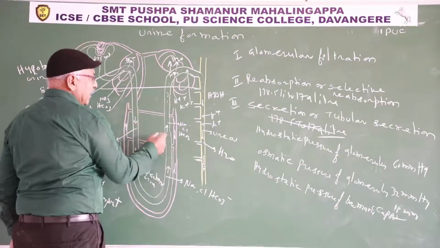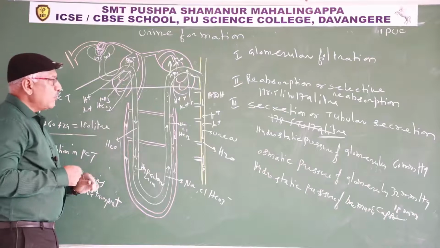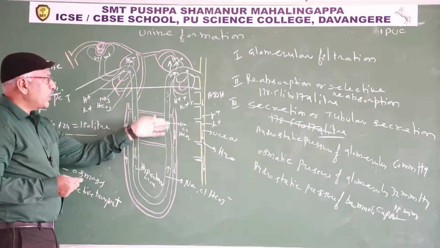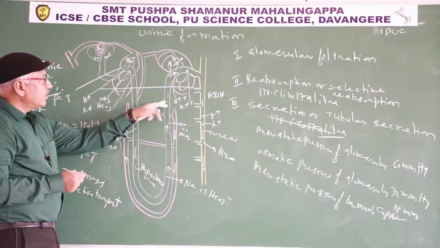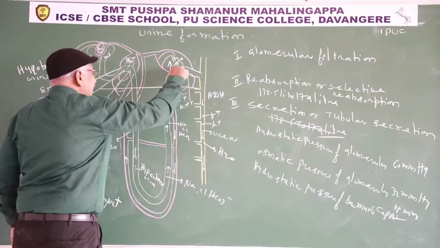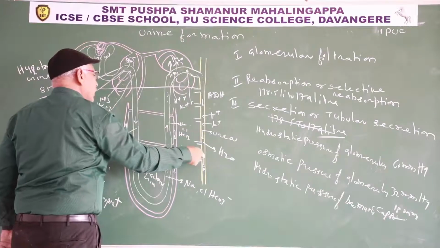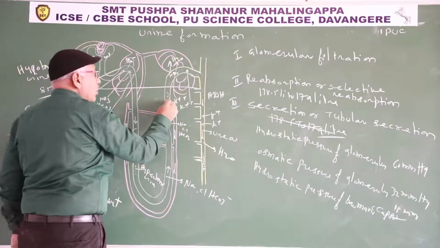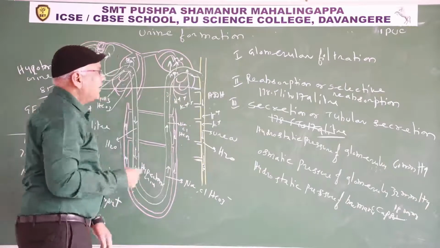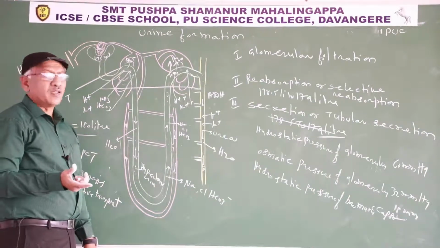So the ascending limb of loop of Henle is impermeable to water, no change in the water content, but electrolytes are reabsorbed. That's why concentration of urine decreases, hypotonic urine is formed. So in the DCT and straight collecting duct, reabsorption occurs only in presence of hormone. We assume no hormone, the same hypotonic urine goes out. In the same person also it changes from time to time, season to season.